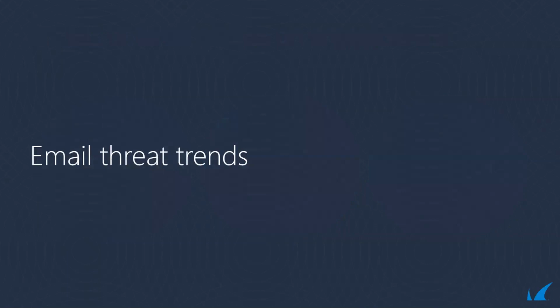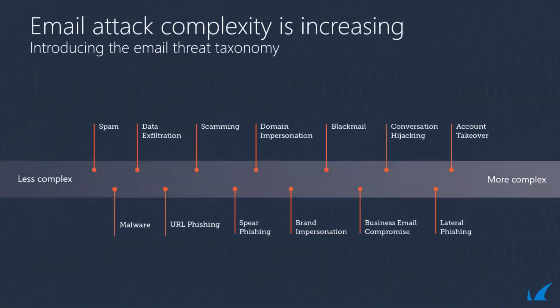So for now, we want to take a look at what we're seeing as trends with these email attacks and what these threats are doing. We've defined 13 different categories, starting from the least complex, spam and malware, to the most complex, with things like conversation hijacking, lateral phishing, and account takeover.